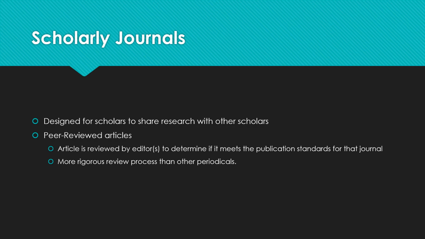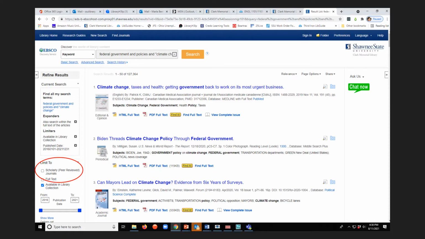This review goes beyond what typically is done in newspapers or non-scholarly journals. You can limit the result list to include just scholarly journal articles by clicking the box next to the scholarly peer-reviewed journals. You'll see it in the red circle on the left side of the page.